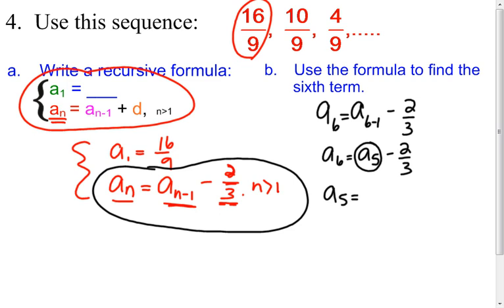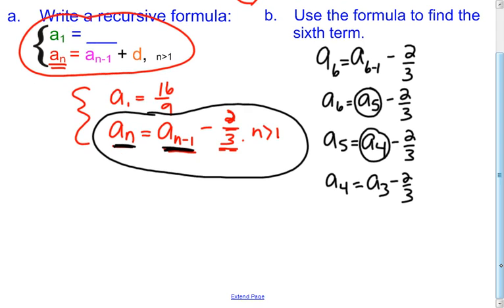So if I want to find A5, again, I'm using this formula. To find A5, I have to find the term before it, which we know is the 4th term, and subtract 2/3 from it. But guess what? I don't know the 4th term either. So to find the 4th term, I have to take the 3rd term and subtract 2/3 from it. Do you see how this gets tricky? You can't find any term unless you know the term before it. That's why recursive formulas are not always very helpful.